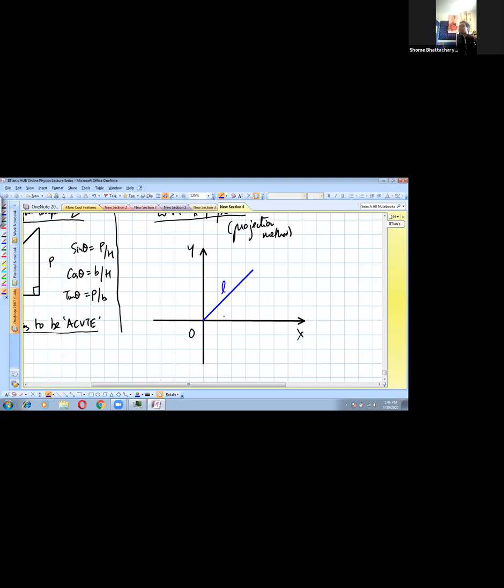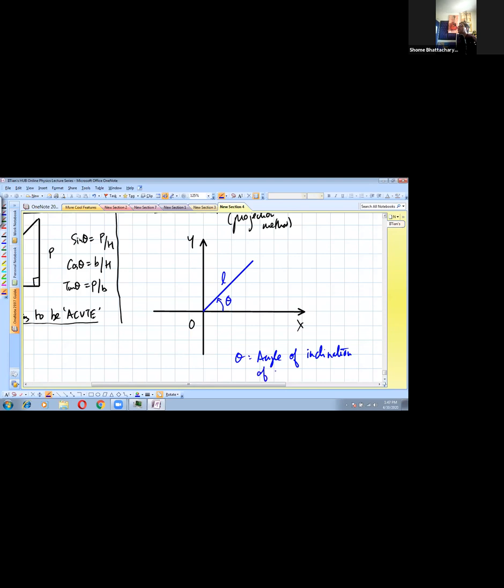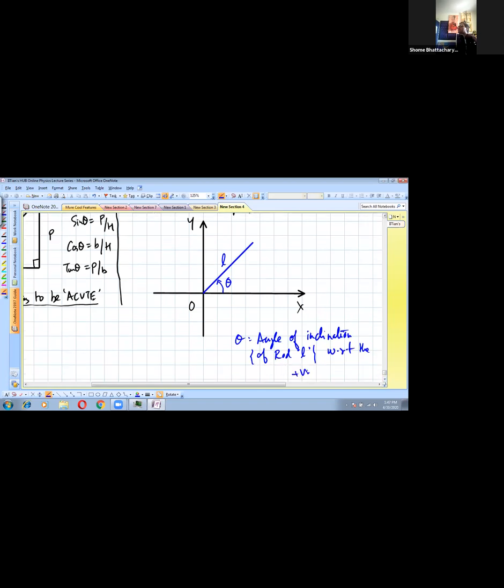So this is of length L, inclined at an angle theta with respect to the x-axis. This is what we mean by the term theta. So the angle theta is the angle of inclination, of, let us say, a rod of length L, but with respect to what? With respect to the positive x-axis. So this is the most important thing here. What is my meaning of theta? It is not some angle in a right angle triangle. Theta is the angle at which that particular rod of length L, which I have drawn over here, is inclined with respect to the x-axis.